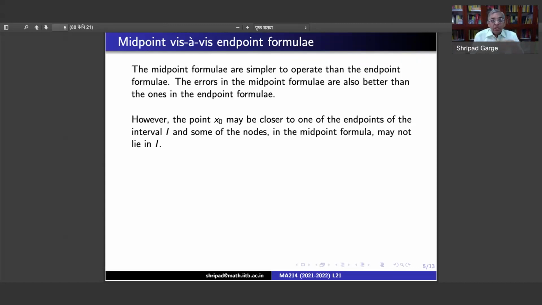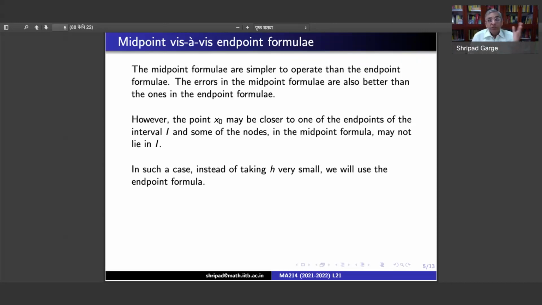That may happen. So in that case, instead of taking your h to be very small, you can of course take h very small, right? Then even if your point is close to the endpoint, it is not exactly equal to the endpoint. So there are infinitely many points, uncountably many points between your point x naught and say the leftmost endpoint of the interval, say a.